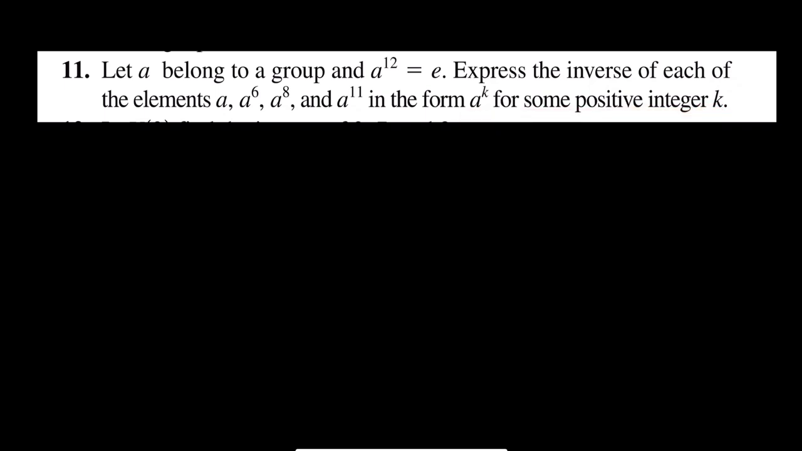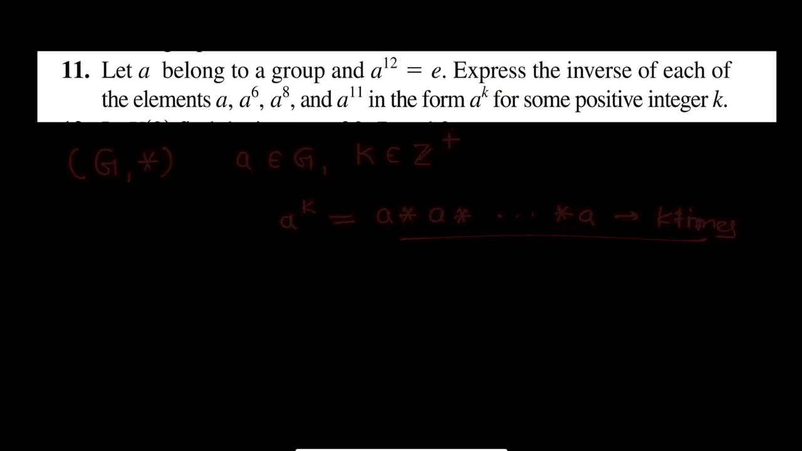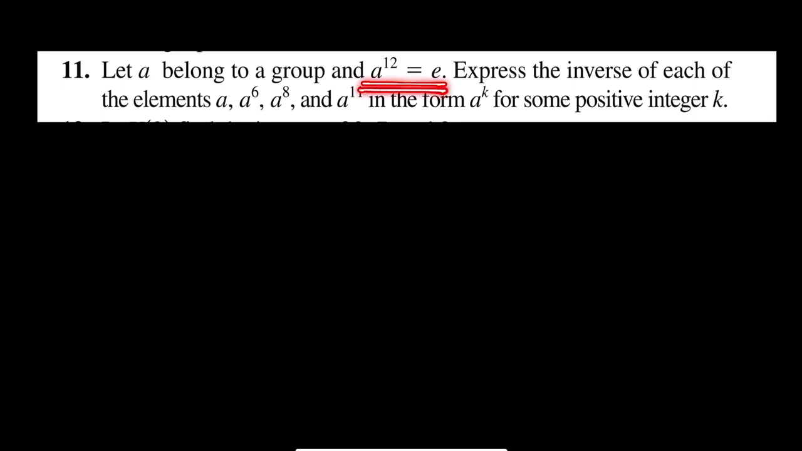Now note that if G is a group with binary operation, say star, then for any element a in group G and for some positive integer k, a^k is a star a and so on, a star k times. Now we are given that a^12 is the identity, that is a star a and so on, a star 12 times gives us the identity. Then we need to find inverses of these elements.